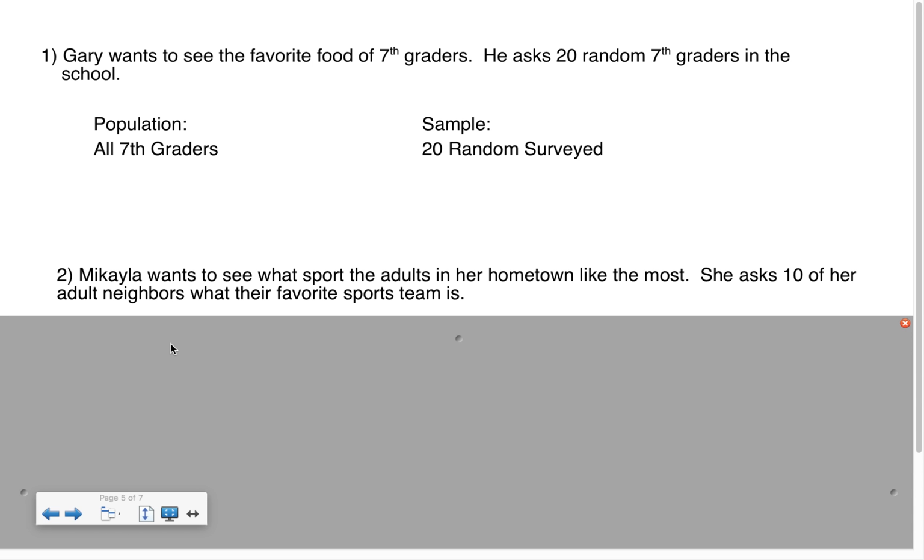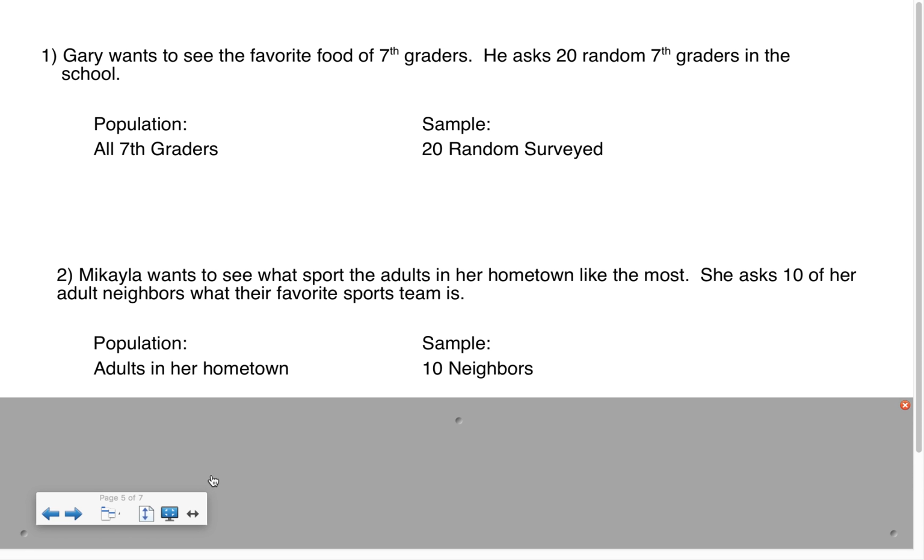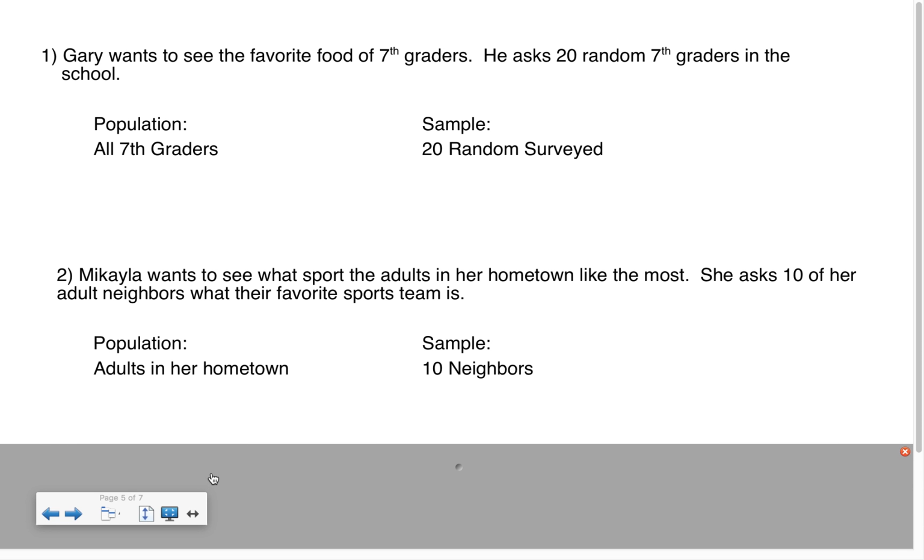Now she didn't get to ask every adult in the world, so she only got to ask 10. That's going to be the sample. So the population is the adults in her hometown, and the sample is the 10 neighbors. So the sample is just a part of the whole entire population.